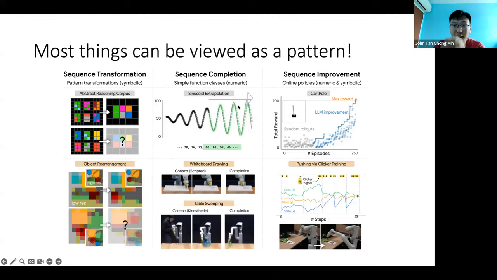And lastly, this is the one that interested me the most, sequence improvement. Because in reinforcement learning, I mean, the authors did a lot of reinforcement learning. And the main thing in reinforcement learning is trying to improve the policy, or the actions that a certain agent takes, such that you get higher reward. So they investigated whether you can get higher reward just by giving some examples to the large language model and using these examples as conditioning to generate another sequence that has high reward.